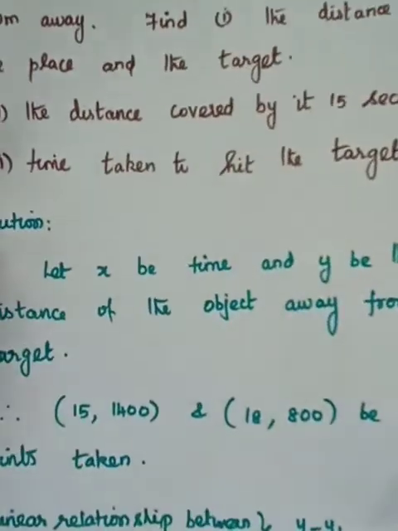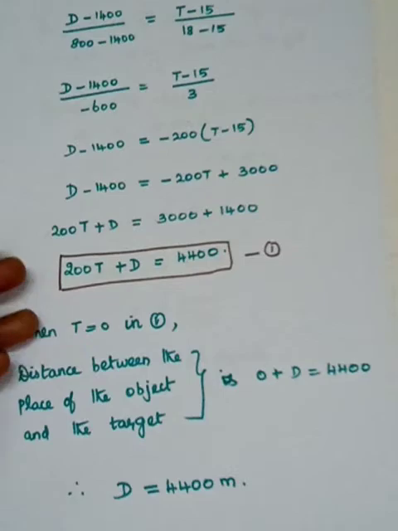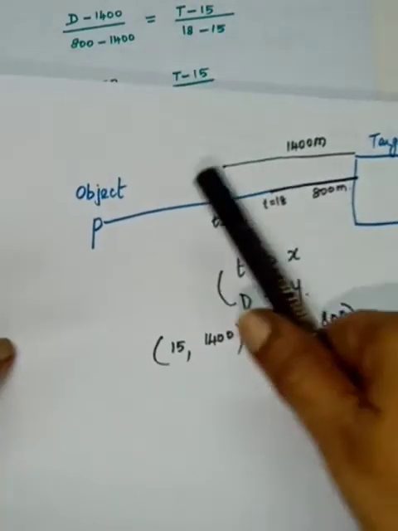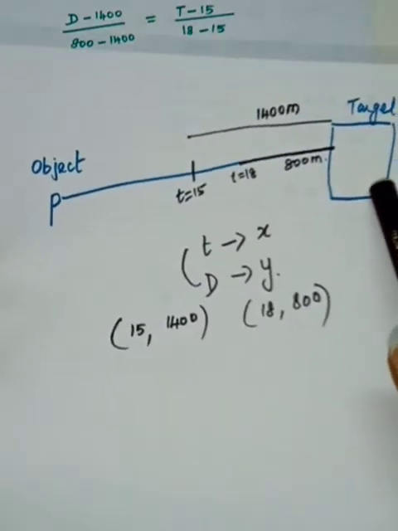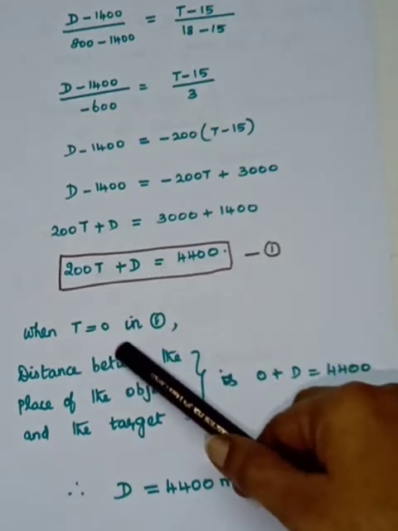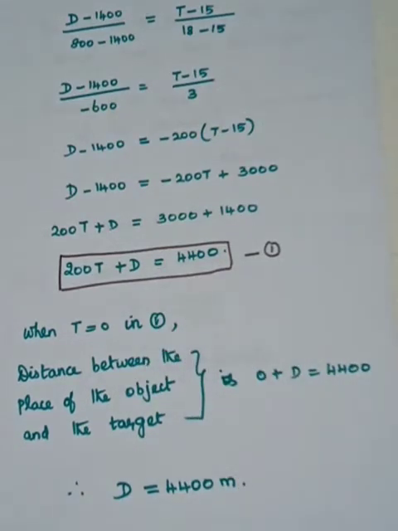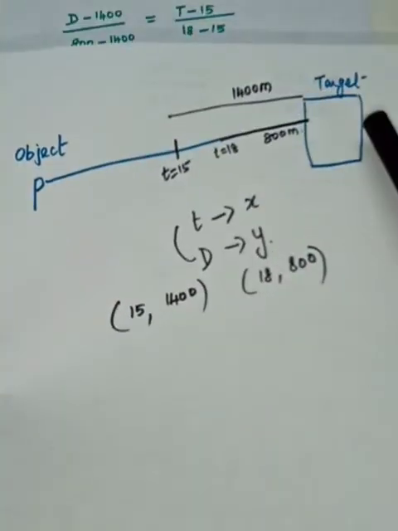Find the distance between the place and the target. Okay, so we have to find the total distance from the object to the target. So what you have to do when t is equal to 0? At the start, the object is placed here, and the target is here.